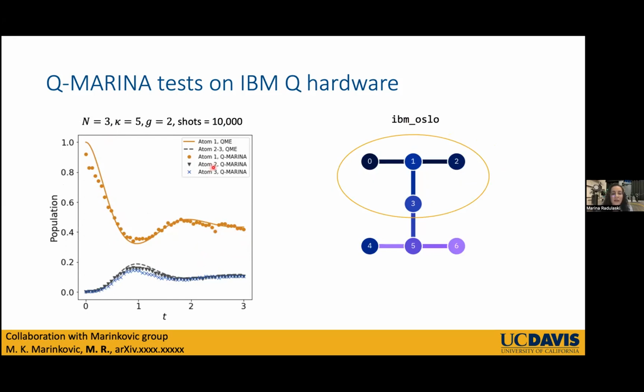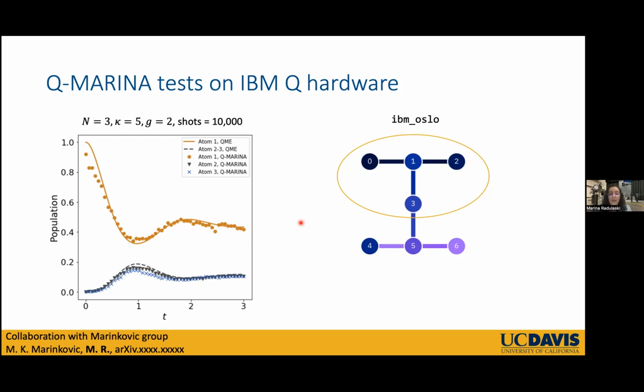And then we can test how the atoms 2 and 3 behave, because they should have the same behavior against the exact solution. And we see that they, again, follow the trend very well, but there's a little bit of drop in the overall amplitude. And so with that, we have tested our algorithm that shows that NISQ computers can model open quantum system cavity QED effects.